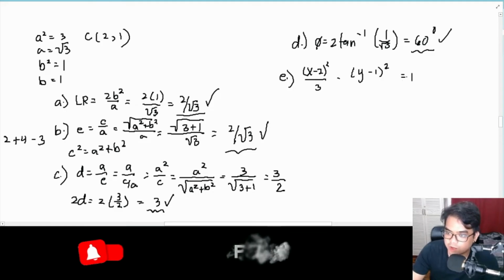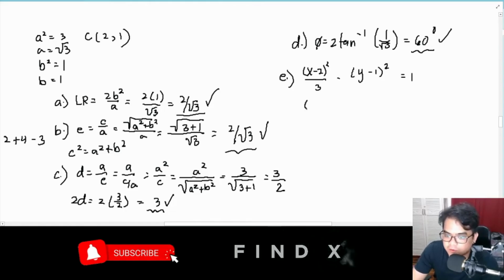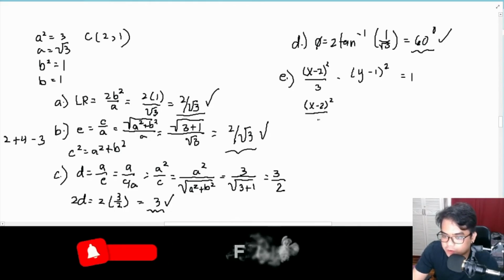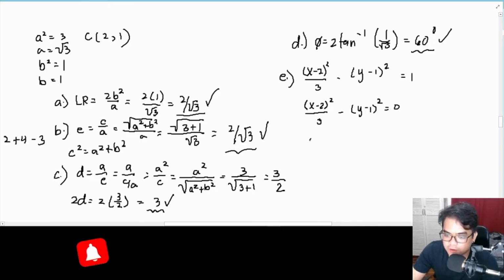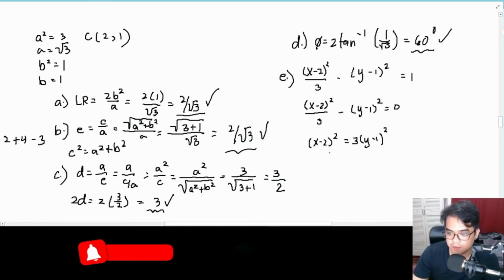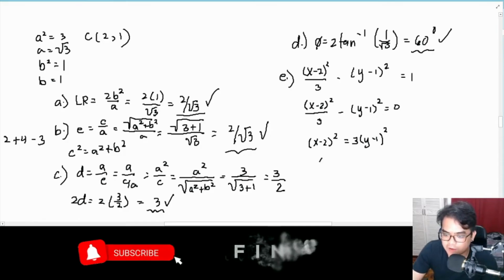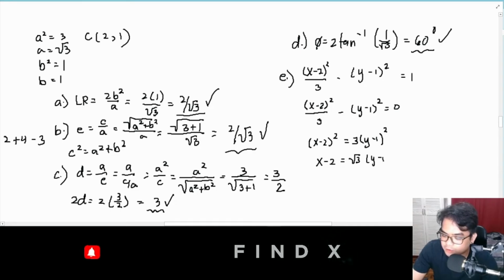So what we wanna do is we have to change 1 into 0 and then find the value for y in terms of x. So you'll have here x squared over 3 minus y minus 1 squared equal to 0. So you will have here x minus 2 squared over 3 and then transpose y minus 1 squared. Therefore, that will become negative. There you go. And then let's get the square root of both sides. You'll have x minus 2 equal to the square root of 3 times y minus 1.